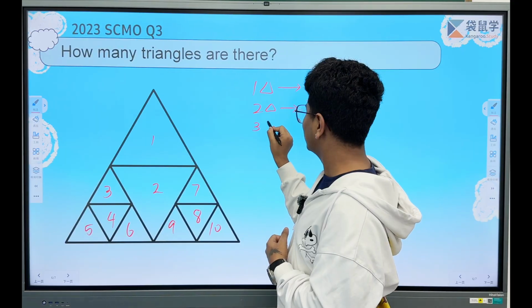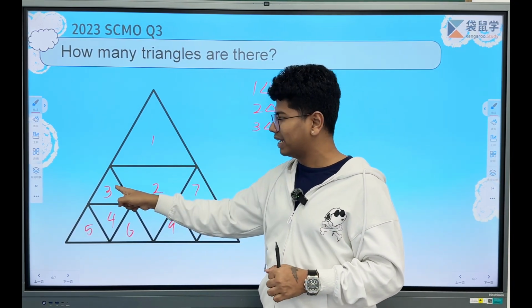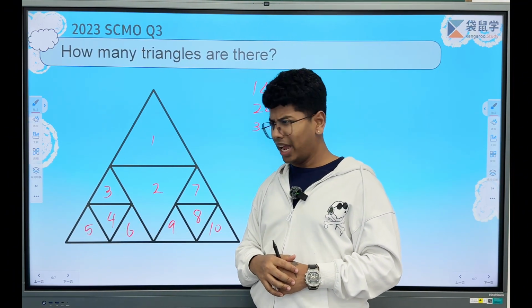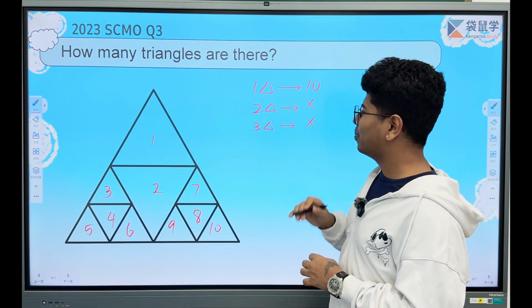How about three triangles together? Can I combine three triangles together? Let's check. 1, 2, 3. Is it okay? How about 3, 4, 5? It's okay. Any other? When I combine three triangles, any others are not possible.